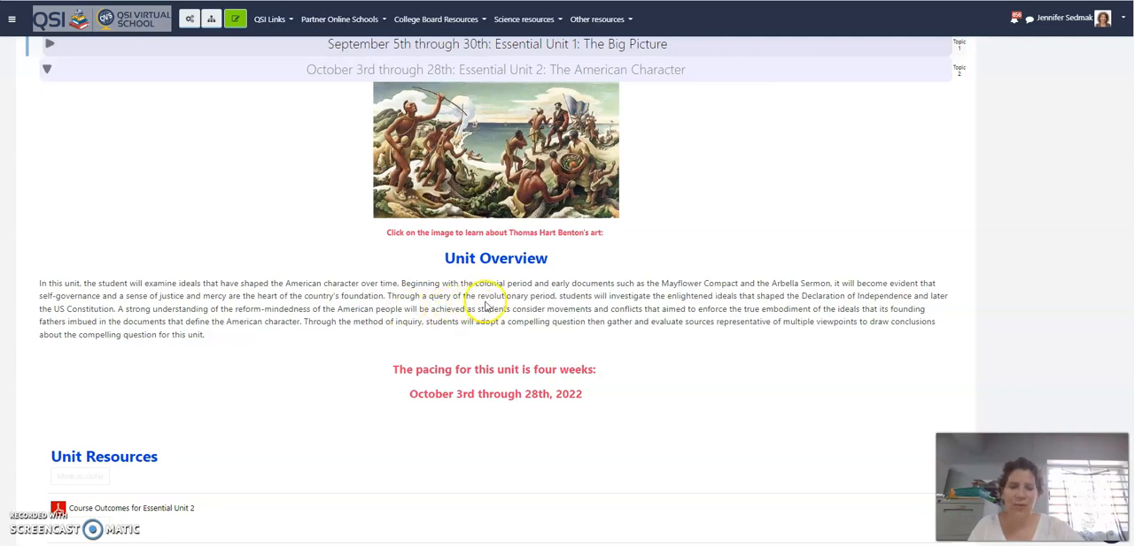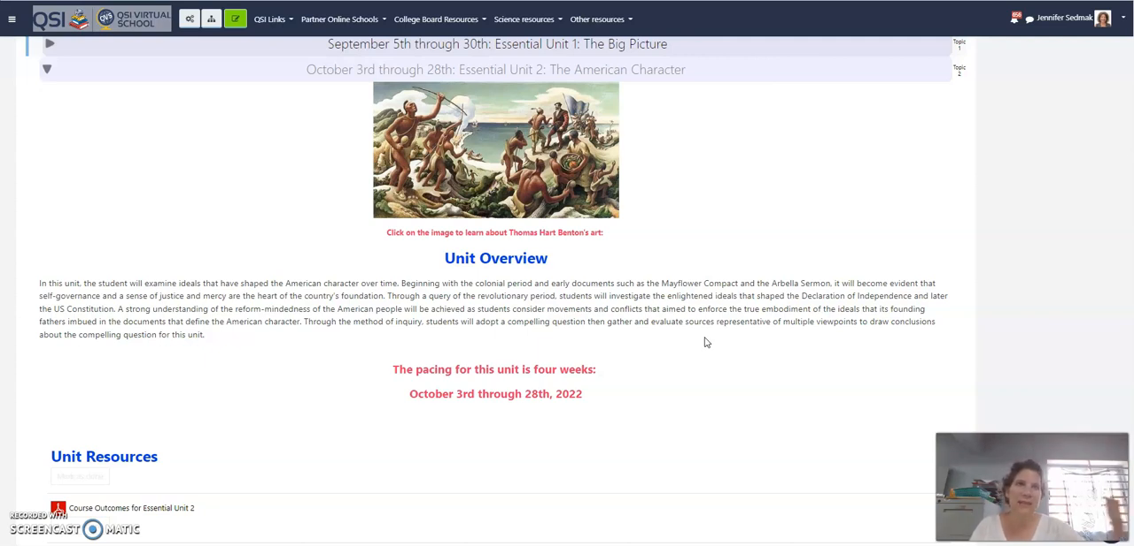You're going to take a look at the Revolutionary period. We'll investigate enlightened ideals that shaped the Declaration of Independence and later the U.S. Constitution. We'll also then go into how major reforms throughout the 19th century redefined what it meant to be American, or maybe you think that it didn't redefine what it meant to be American. And then through this whole method of inquiry, you'll have a conversation with me about the compelling question, look at different resources throughout the context of the unit, and then draw conclusions about the compelling question by the end of the unit.